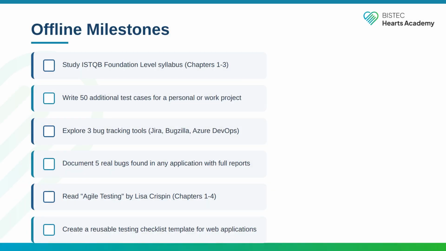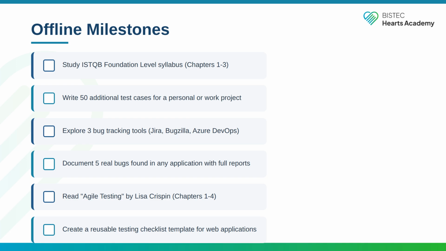These are your growth activities between now and month 2. Each one builds your skills as a QA professional. Study the ISTQB Foundation Level Syllabus, Chapters 1 through 3. ISTQB is the most widely recognized QA certification in the industry. The foundation level certification tells employers that you understand testing fundamentals at a professional standard. Chapters 1 through 3 cover the same principles from today, but in much more depth. This is an investment in your career.